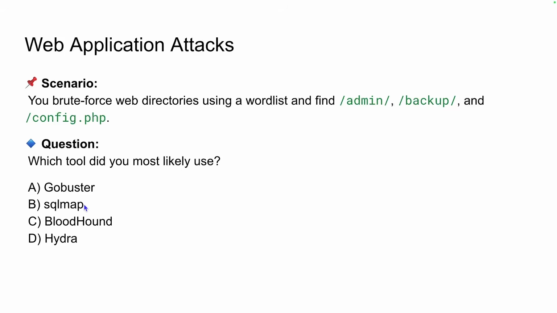SQL map is to find SQL injection vulnerabilities. Bloodhound is when you are inside of a system, mostly a Windows-based system, and you're trying to find your path to elevate your privileges until you become a domain admin. So that's what Bloodhound does. And Hydra is for brute forcing a web application login form. And so this is what Hydra does. But when you're trying to brute force directories with a word list, especially, you're going to be doing it with GoBuster. Excellent. And that's it, my dear friend.